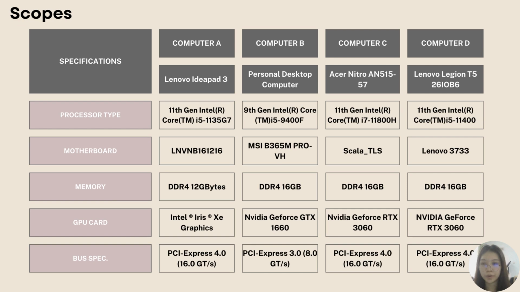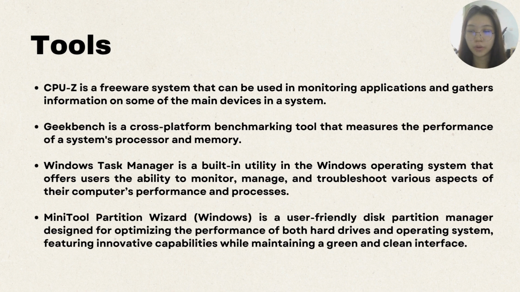So this is our group members' computer specifications. So this is the detailed information of our computer's processor type, motherboard, memory, GPU card, and also the bus specification. So the tools that we use in the first part, which is the benchmarking, are CPU-Z, Geekbench, Windows Task Manager, and the last one is MiniTool Partition Wizard.